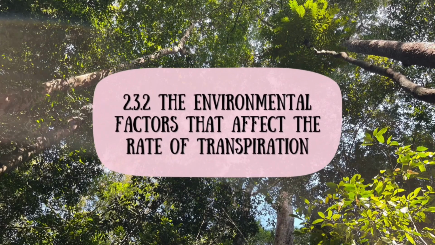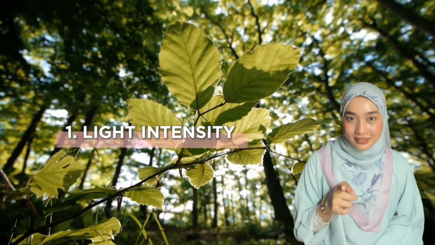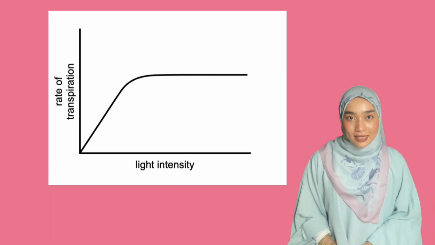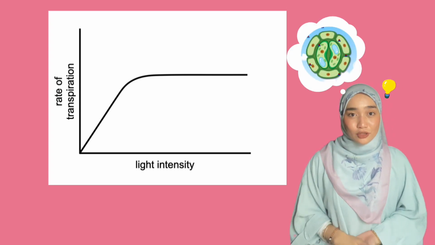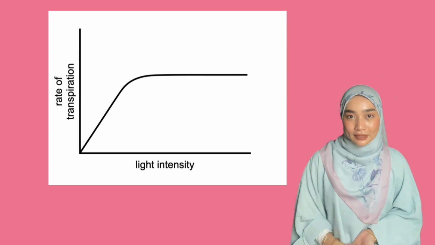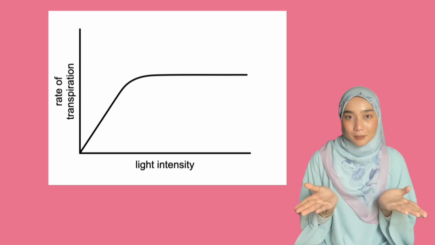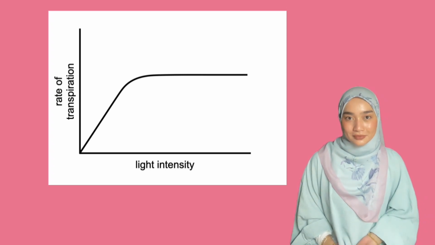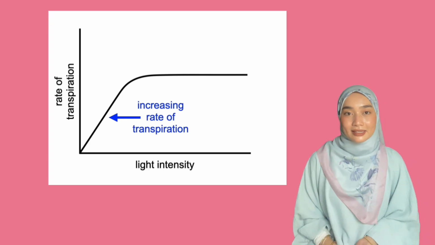Now, we understand the main organ for transpiration. Let's explore the environmental factors that influence its rate. Firstly, let's discuss light intensity. From the graph, you can see the effect of light intensity on the rate of transpiration. Remember, the stomata must be open for transpiration to take place, right? So, stomata open in light conditions to allow carbon dioxide to diffuse into the leaf and take part in photosynthesis. As you can see, the rate of transpiration increases as the light intensity increases.